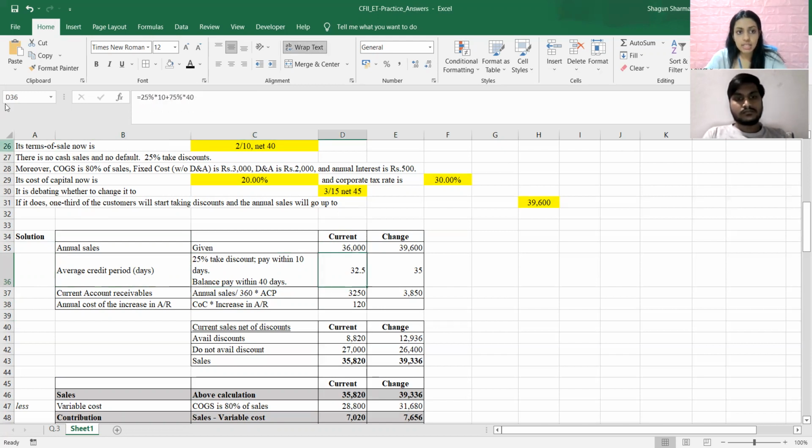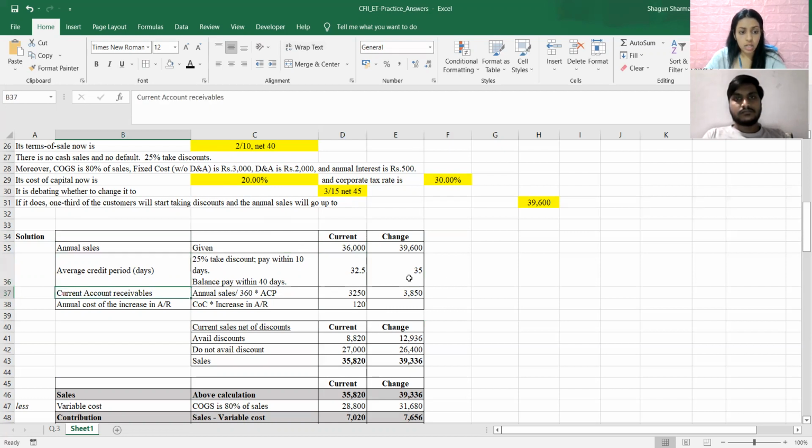So in this case, if you see, it's 25% into 10, because 25% of the customers pay within 10 days and 75% pay within 40 days. So average credit period comes to 32.5. Same for new policy, but here now it's 1/3 pay within 15 days, 2/3 pay within 45 days. So average credit period becomes 35 days. Okay.